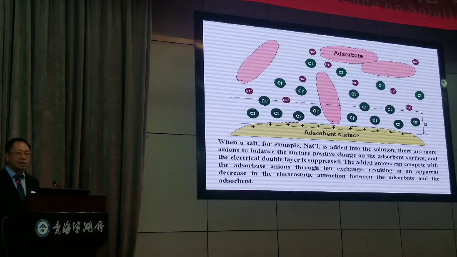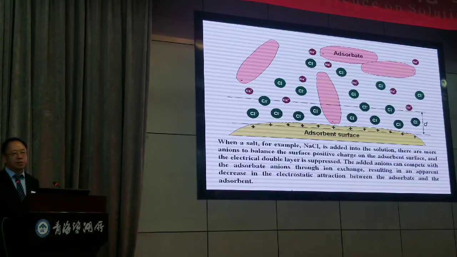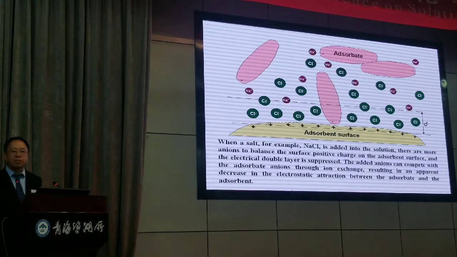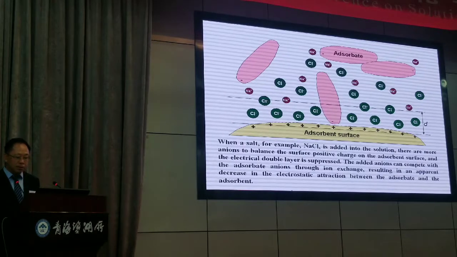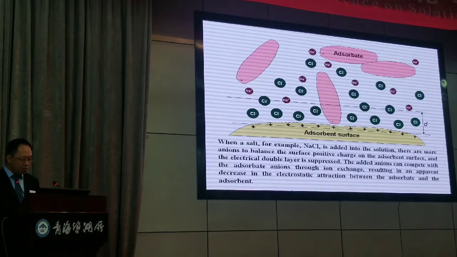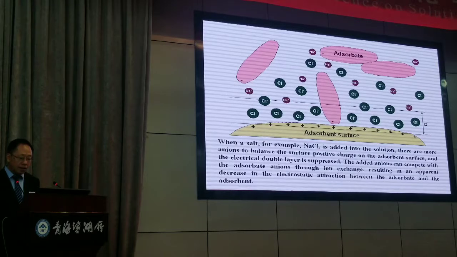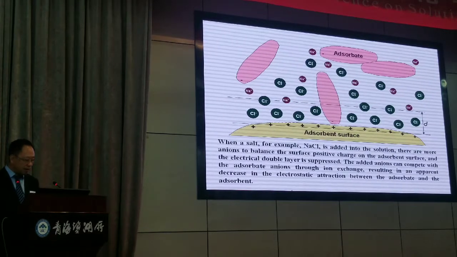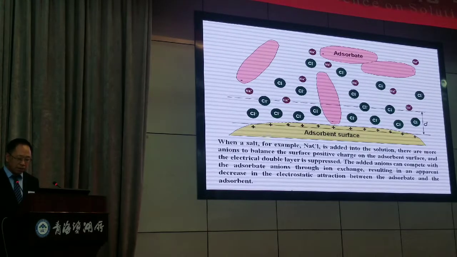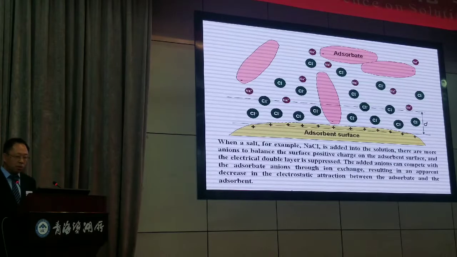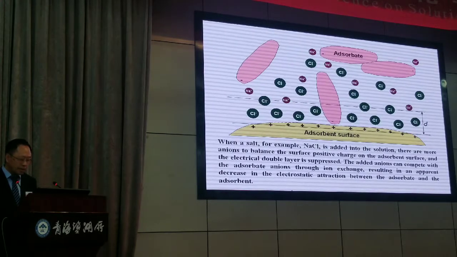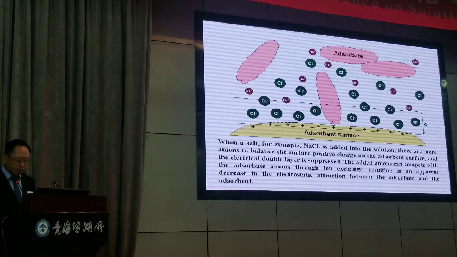Now, let's add a salt into the above adsorption system to see what happens. When a salt, for example, sodium chloride, is added into the solution, there are more ions to balance the surface positive charge on the adsorbent surface, and the electrical double layer is suppressed. The added ions can compete with the adsorbed ions through ion exchange, resulting in an apparent decrease in the electrostatic attraction between the adsorbate and the adsorbent.